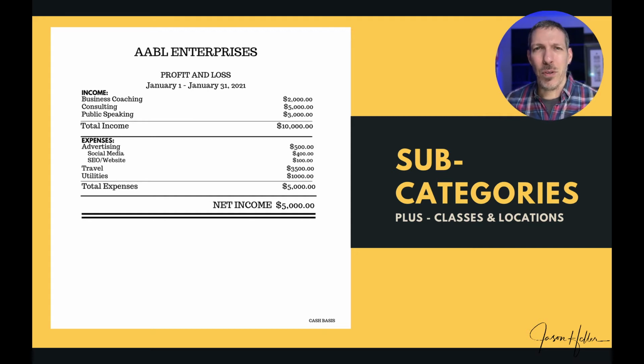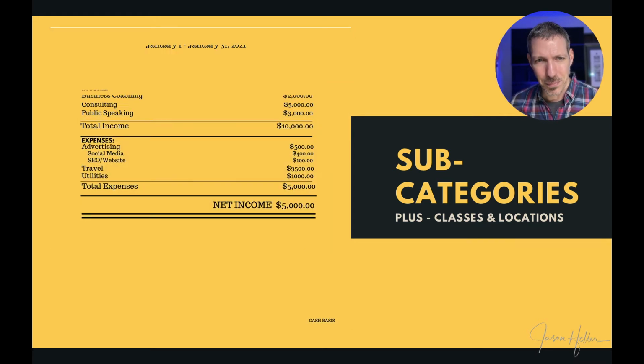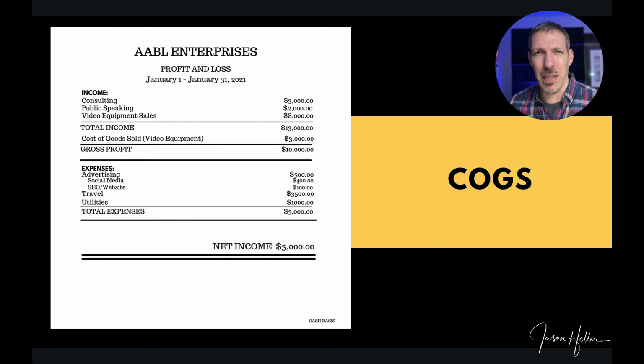So the examples we've looked at so far work great in a service-based business where we're providing a service and we're not maintaining inventory. By adding inventory into the mix, it does add a little bit of complexity as well in terms of needing to track cost of goods sold. It's keeping track of the cost of those very items that we're selling to our customer.